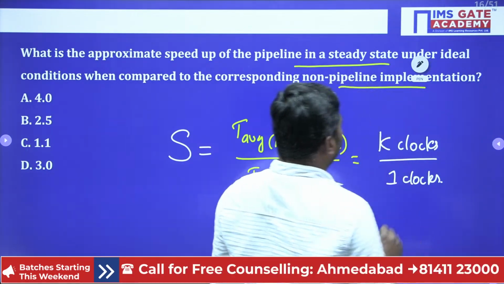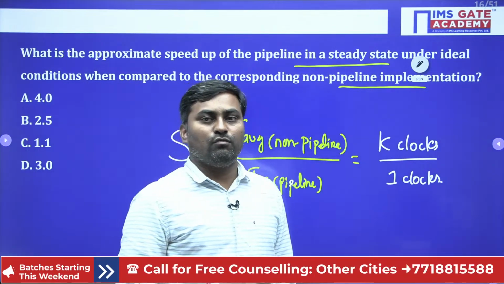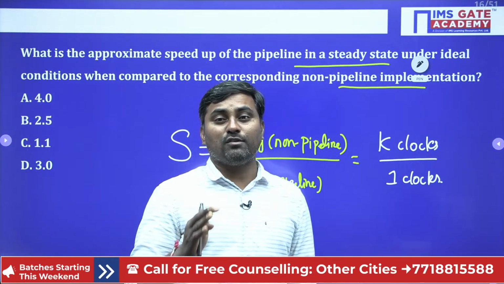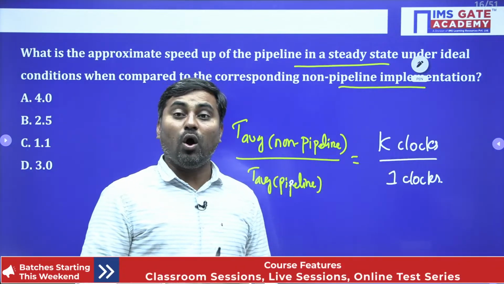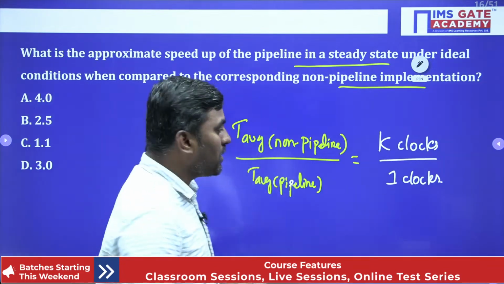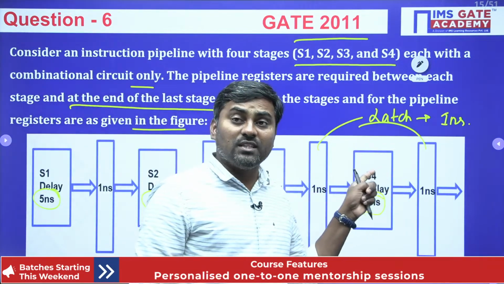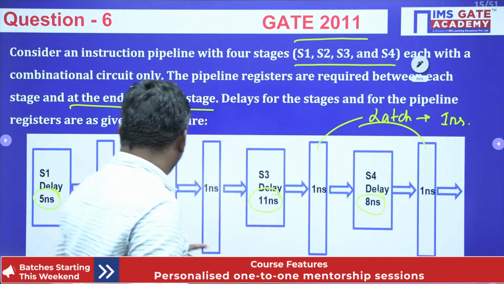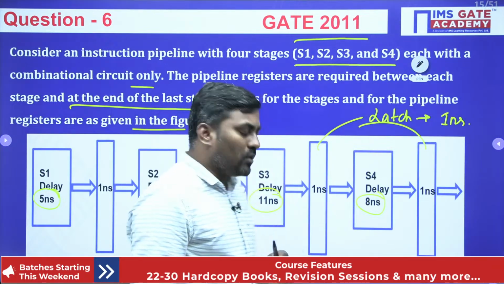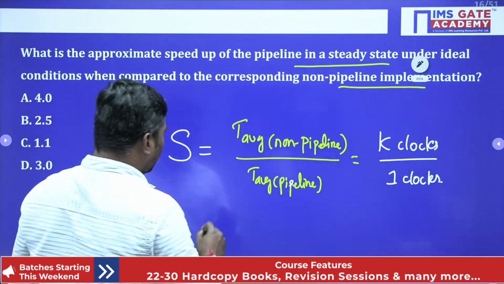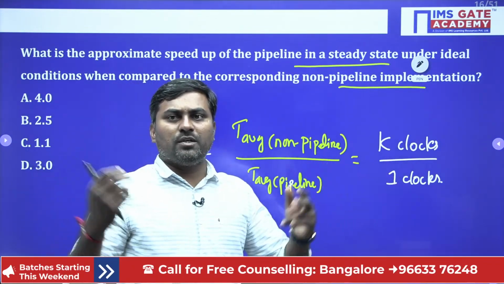What is k? K is the number of stages. How many stages are there here? 4 stages. But the answer is not going to be simply 4 by 1, because although I mentioned k clocks by 1 clock, the clock time, the cycle time in the pipeline, matters. The stage delays are different here: the first takes 5 nanoseconds, the second 6, the third 11, and the fourth 8. Now, how do we find the cycle time of the non-pipeline? Cycle time means the clock time. In the non-pipeline case, it is the summation of all the stages.